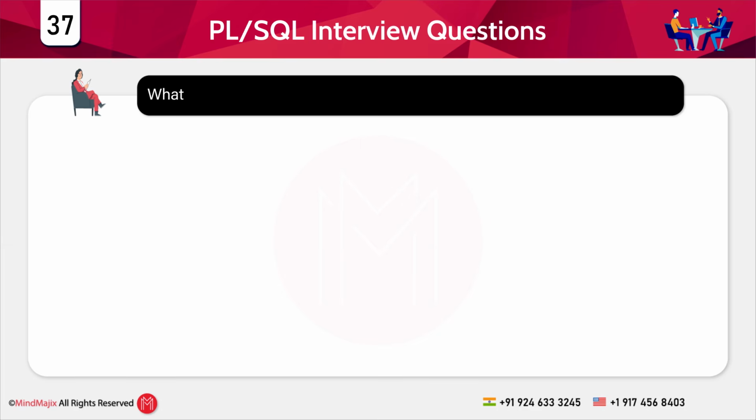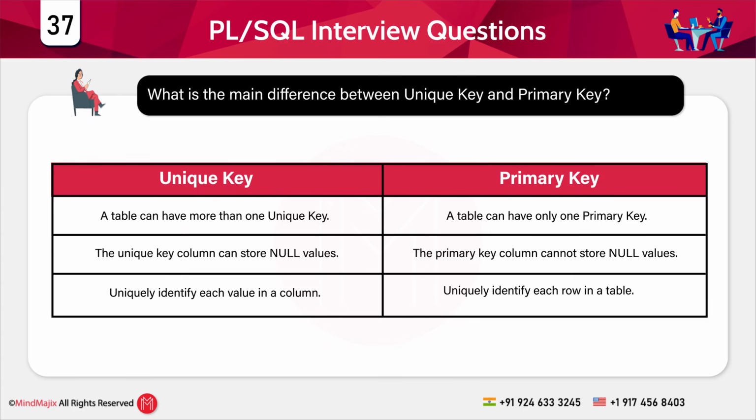The next question is, what is the main difference between a unique key and a primary key? If you talk about a unique key, a table can have more than one unique key, whereas a table can have only one primary key. A unique key column can store null values, whereas a primary key column cannot store null values. A unique key uniquely identifies each value in a column, whereas a primary key uniquely identifies each row in a table. So these were some of the critical differences between a unique key and a primary key.